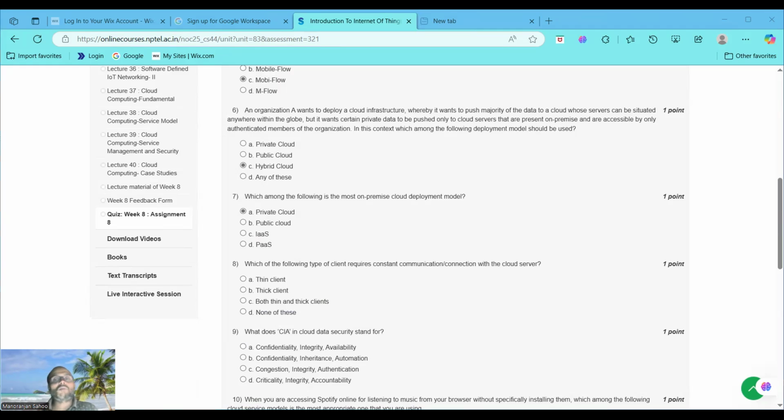Public cloud is off premises, while infrastructure as a service and platform as a service are service models, not deployment models, though they cannot be private or public. So B is incorrect because public is off premises. C and D are also incorrect because they are service models, not deployment types. Only option A, that is called private cloud. Got it?